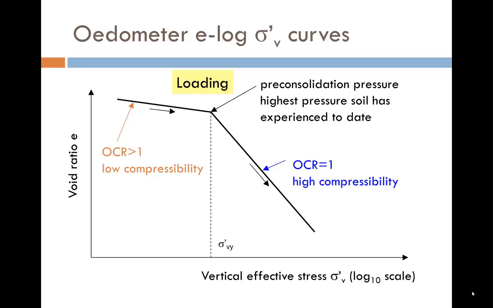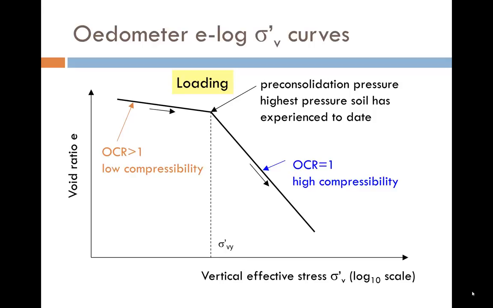The loading starts off on the left. At this stage, the soil is over-consolidated, OCR greater than 1. Note that the response is stiff. In other words, there's little change in void ratio for an increase in vertical effective stress.